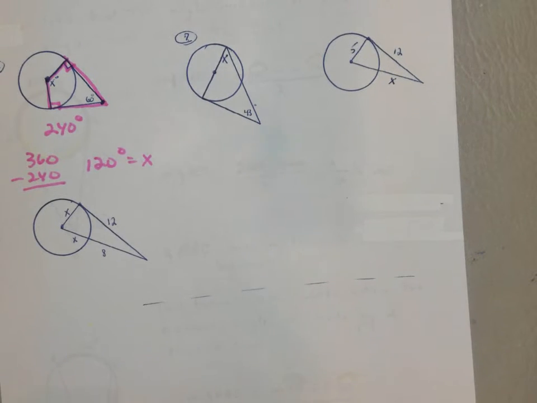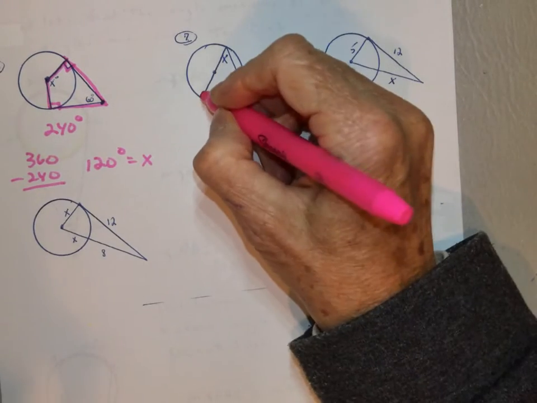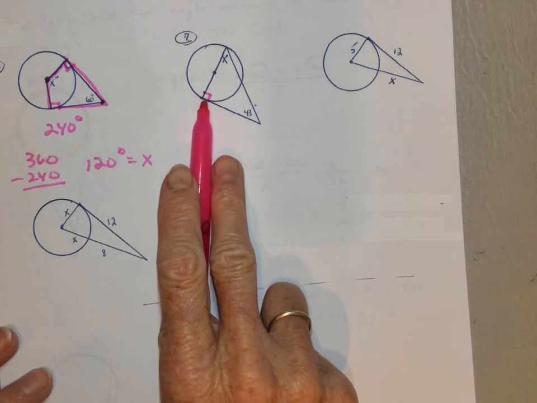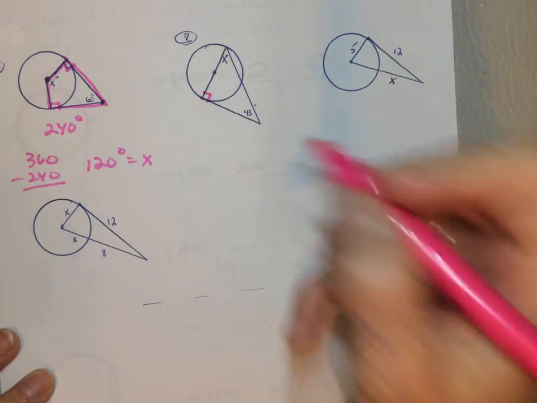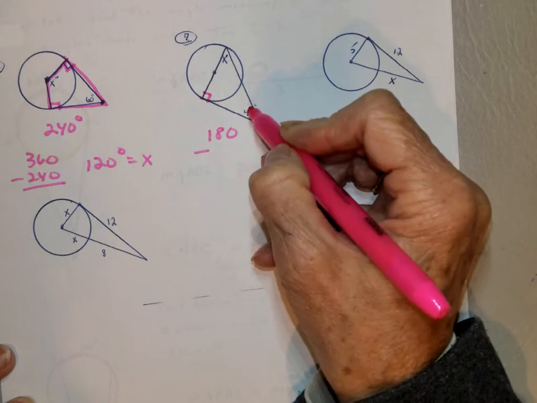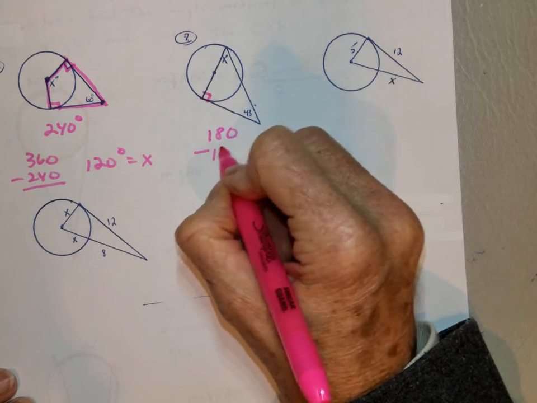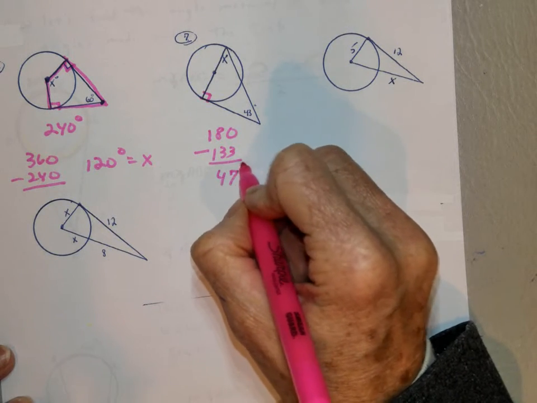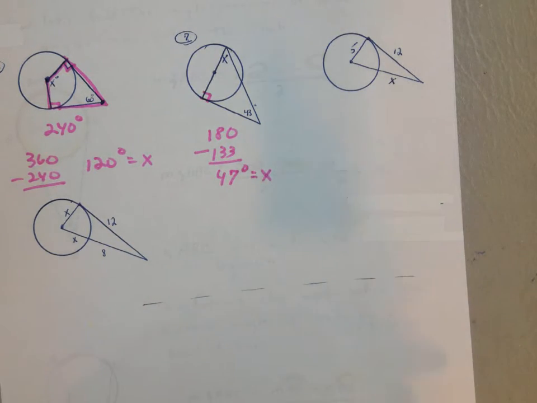Now here we know that this is the point of tangency and this is a radius. So this is a right angle. Well, if that right angle is 90 degrees and that's 43, we subtract from 180. So 180 minus 90 and 43 is 133. So we get a 47-degree angle to equal X.